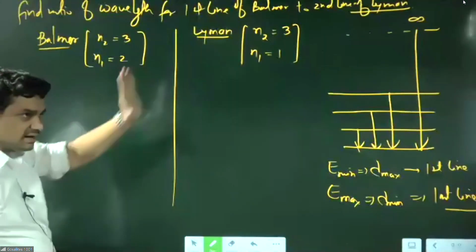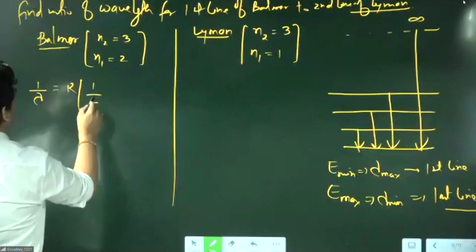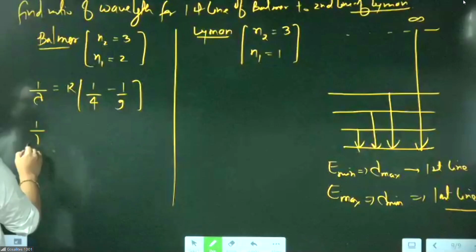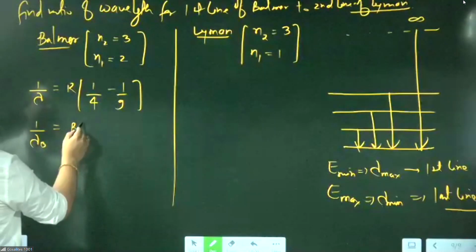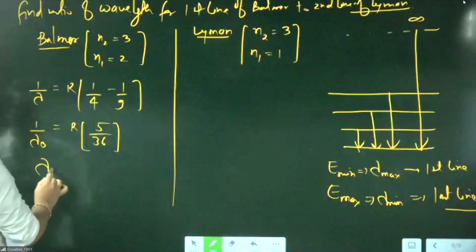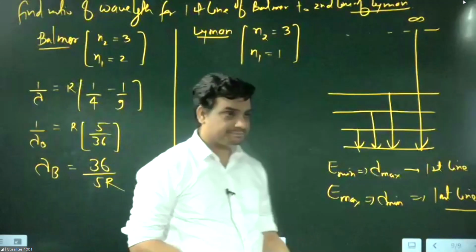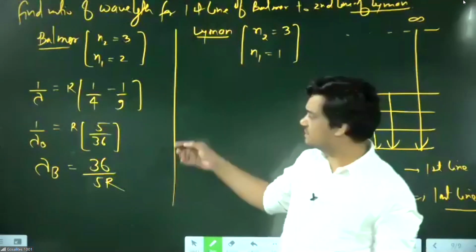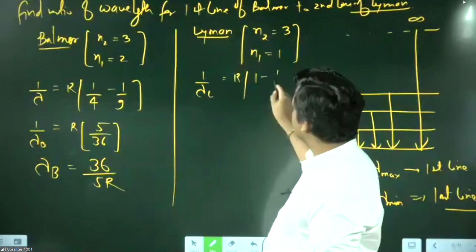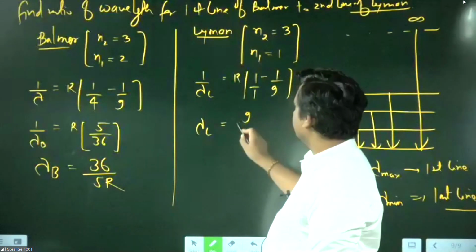First line and second line, and then we can write 1 by lambda equal to R, 1 by 4 minus 1 by 9 here. We can write 1 by lambda B equal to R, it will be how much? 5 by 36. Lambda B becomes 36 by 5R. Okay, 36 is coming from 4 into 9. Here we can say 1 by lambda L is R, 1 minus 1 by 9. And if you solve, then lambda L will be 9 by 8R.